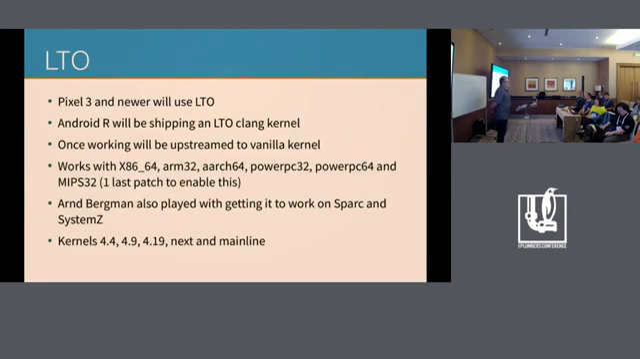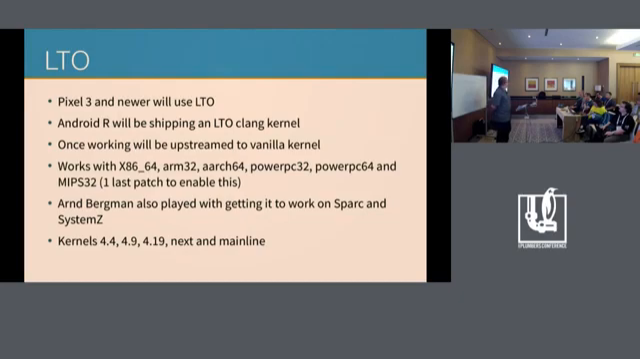The next thing is LTO. Now, LTO is something that a number of people, probably even in the room, have been working very heavily on for years. LTO is now something that certainly is being used very heavily within Google. The Pixel 3 apparently and newer will mandate the use of LTO using Clang and LLD as far as I know. Android R will be shipped also with LTO Clang kernel, which is very interesting. So it didn't come out in Q, but will be coming out in the next version. The idea effectively is once they have that working, that it will also be upstreamed to make sure that, in fact, LTO support is pushed upstream.